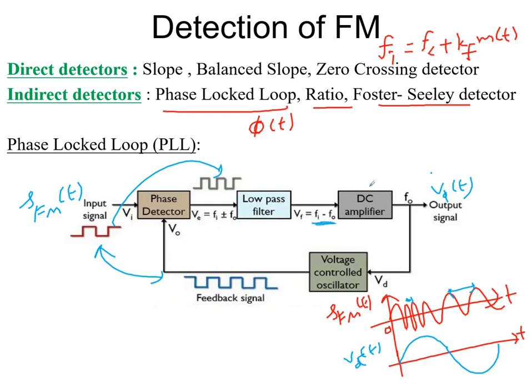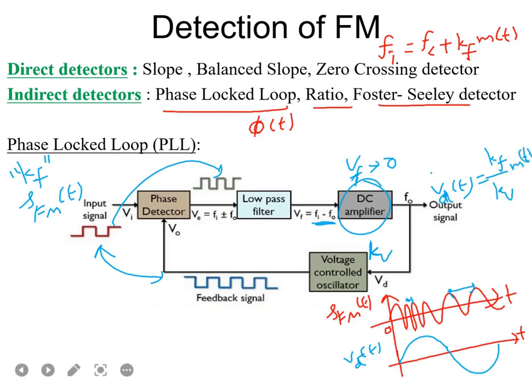Then the DC amplifier or the loop filter will try to eliminate this error. That error should be made equivalent to 0, and this will be continually happening like this. Anyway, for your ease of understanding, the VD can be represented as KF by KV times the message signal, where KV is the voltage sensitivity, the frequency sensitivity of this voltage controlled oscillator, and KF is the frequency sensitivity of your FM signal.